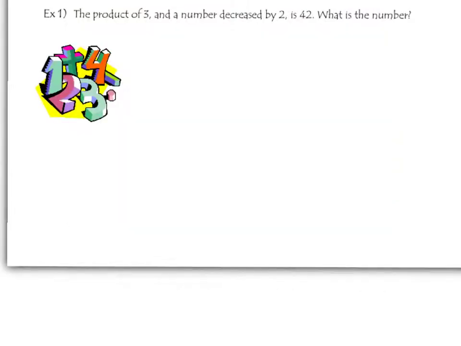Okay, step 1, read the problem. The product of 3 and a number decreased by 2 is 42. What is the number? So let's make sure we understand this problem. The product is a key word, a clue that tells us we're going to multiply something and it's going to equal, well, we don't know what it's going to equal, but part of it is going to be 3 times something else. So the product is 3 times something else.